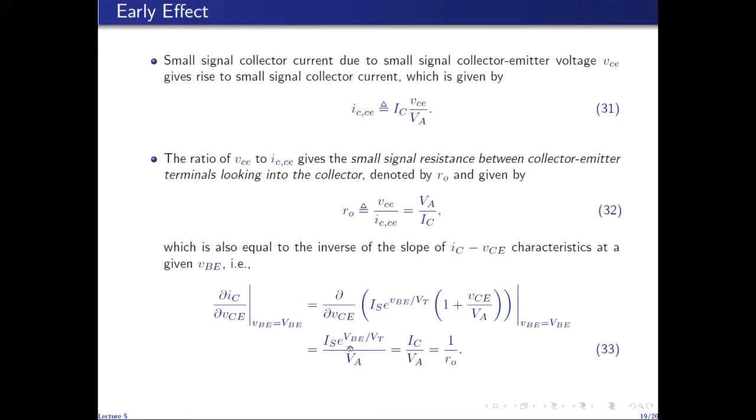By old I mean this DC collector current does not show any dependence on VCE. So this is the old DC collector current divided by VA, which is the inverse of this. So the slope of the IC-VCE characteristics at fixed VBE is equal to the inverse of this resistance. So the small signal AC resistance between collector-emitter terminals, looking into the collector, is also given by the inverse of the slope of the IC-VCE curve at a fixed VBE.